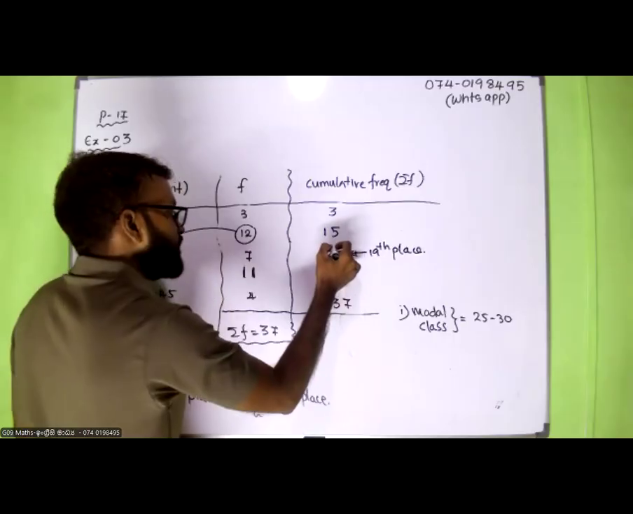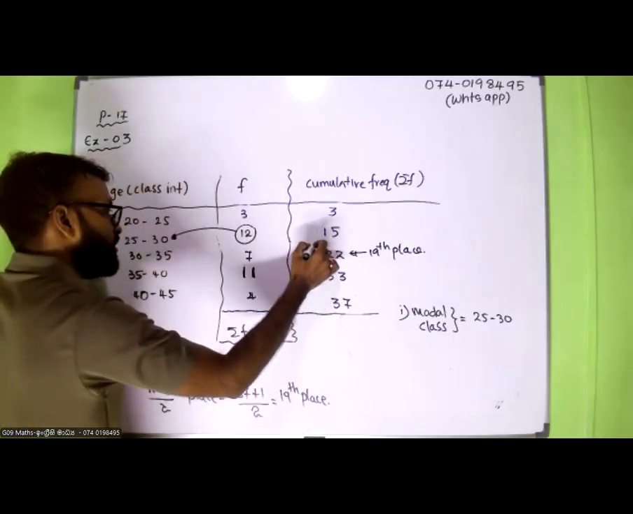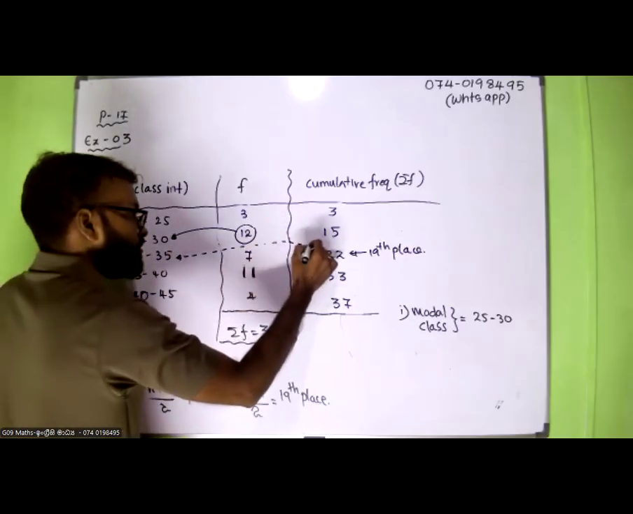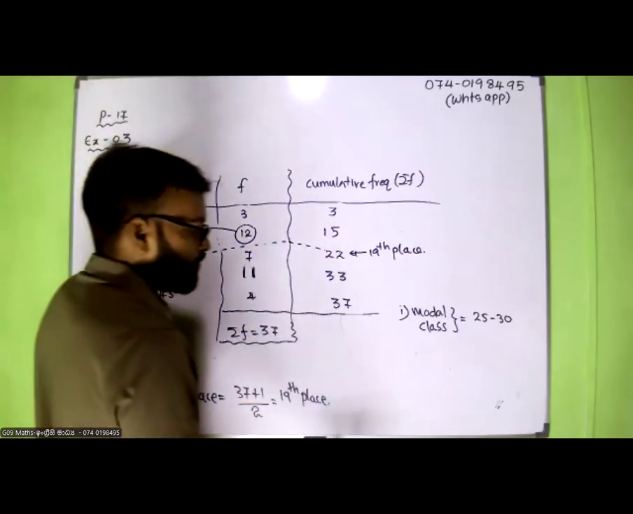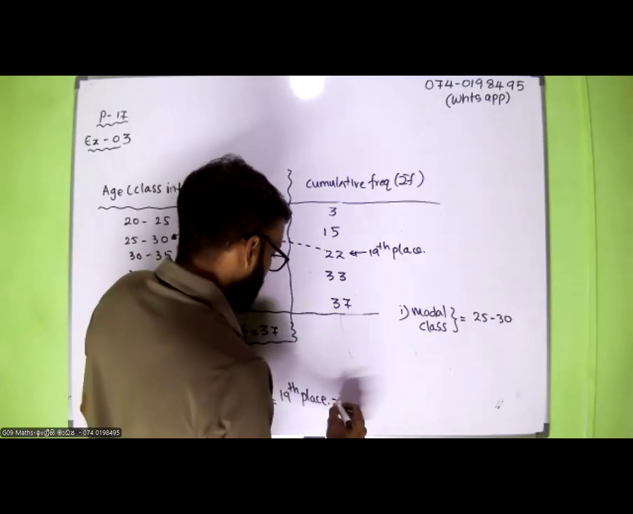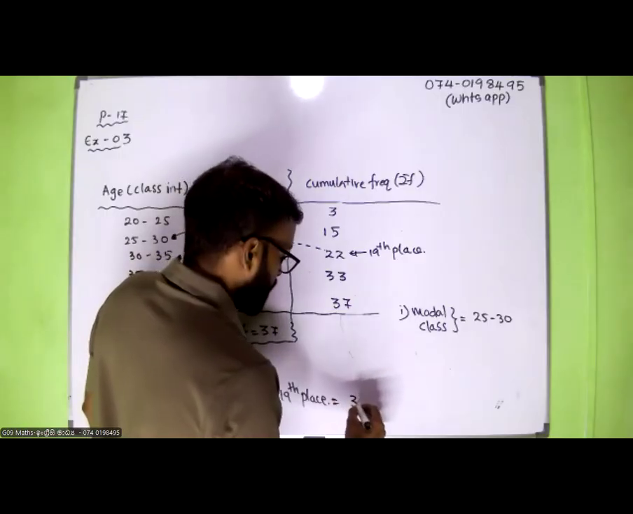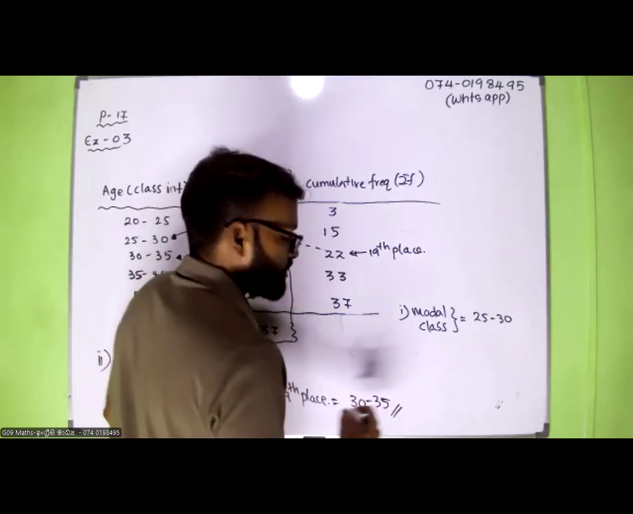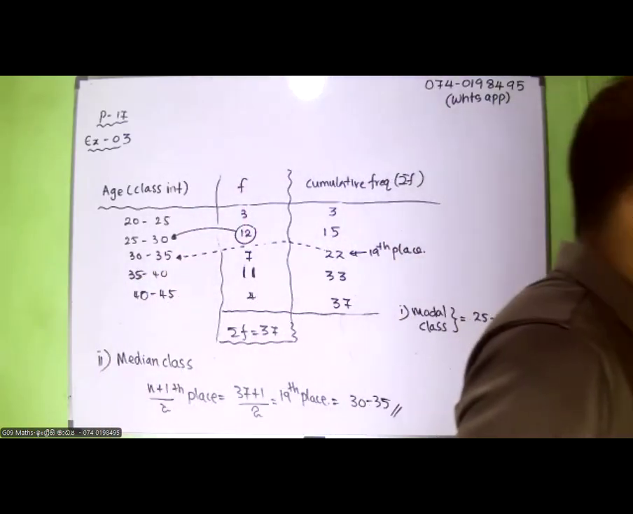The 19th place is here. What is the corresponding class interval? You have to refer to this. 30 to 35. So you can write the median class is 30 to 35. So this is the median class. Very easy.